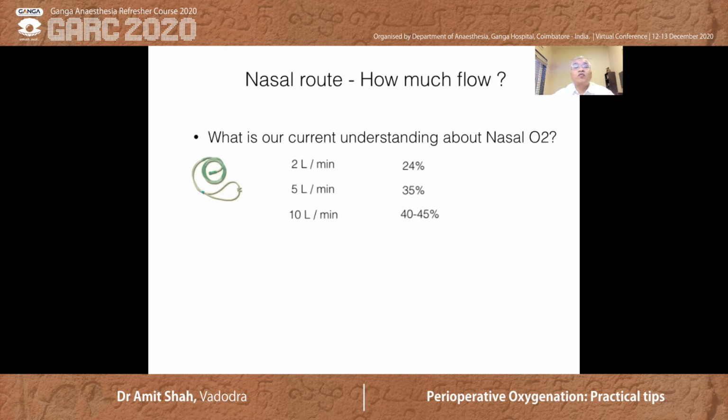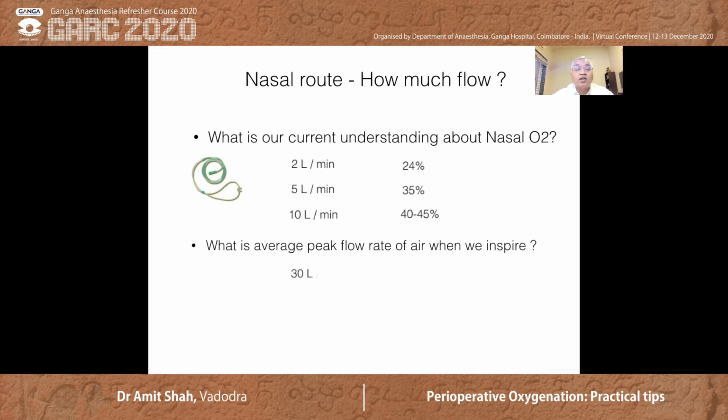Now, how much flow when you use nasal route? With our current lower flow nasal oxygen, 2 liter provides 24%, and 10 liter provides only 40 to 45%. But we need a higher flow rate. So, how to achieve higher flow rate?